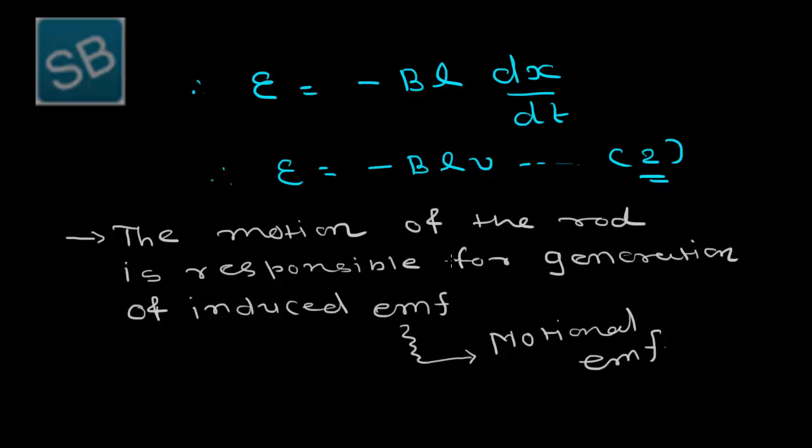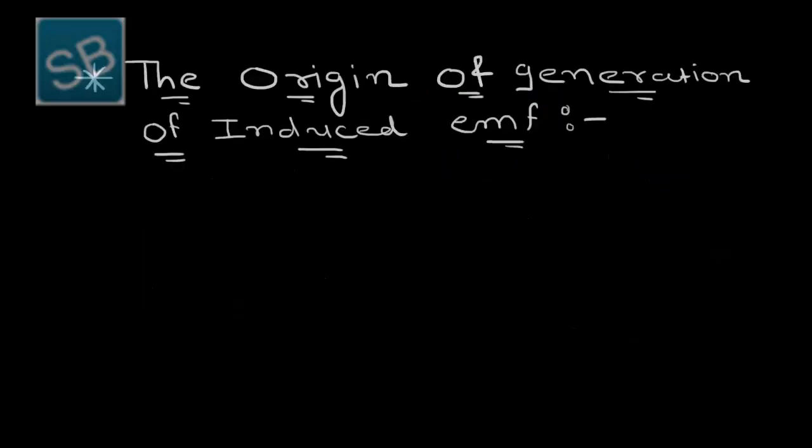Now suppose the rod is moving in a magnetic field without the U-shaped conductor; then also such an EMF will be produced. So what is the origin of generating the induced EMF? That we will see in sub-article 1.6. So let's start the new topic, the origin of generation of induced EMF.